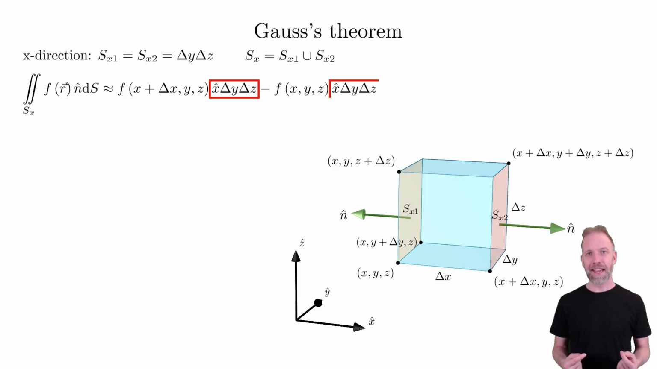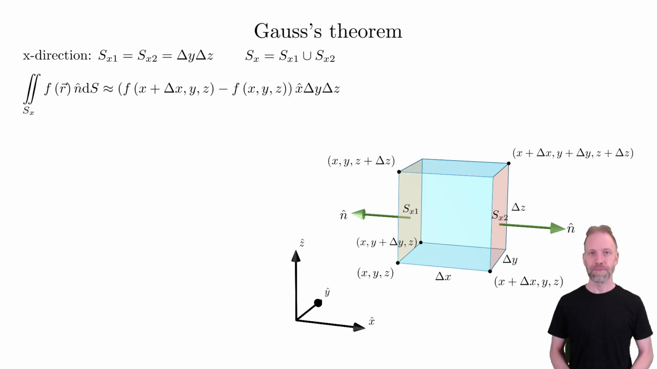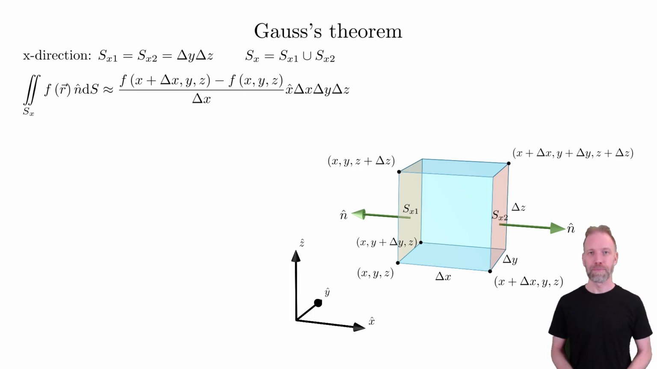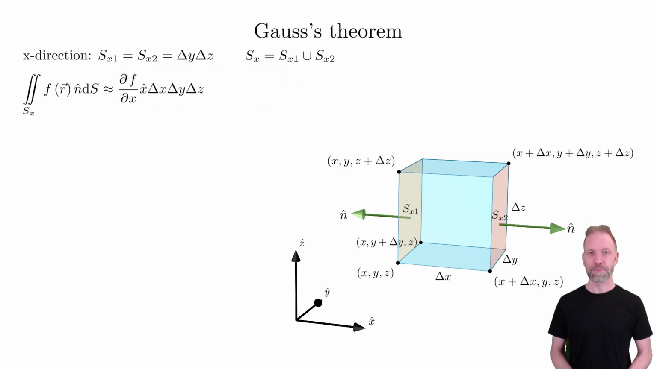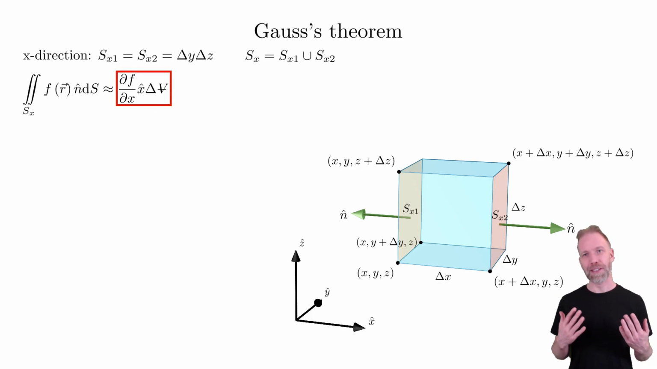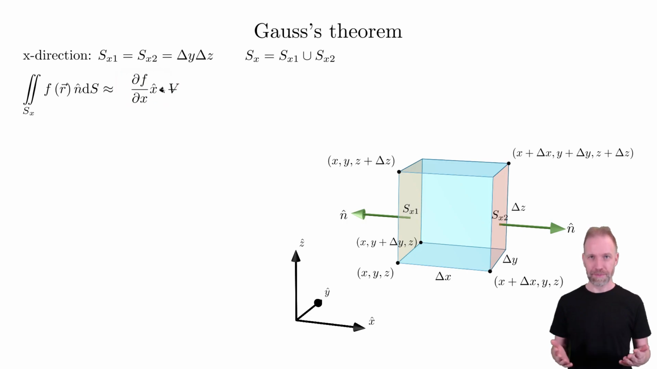We can see that x hat delta y delta z is a common factor. Then multiply and divide by delta x. Now we can identify this as the partial derivative with respect to x. Delta x delta y delta z is our volume delta v. If we assume that df dx is approximately constant, we can say that this is the same as the volume integral over dv.